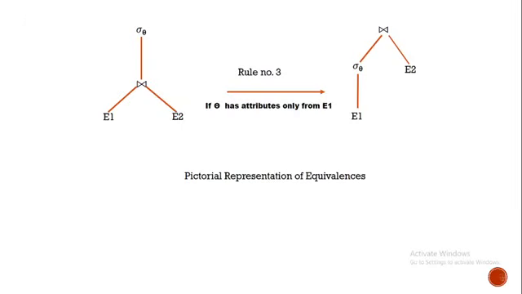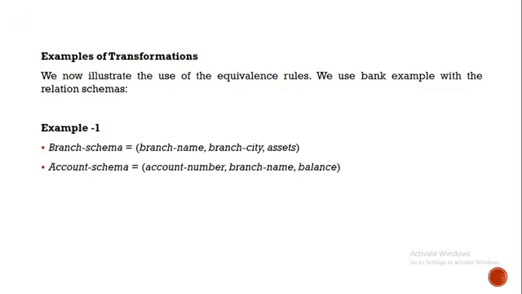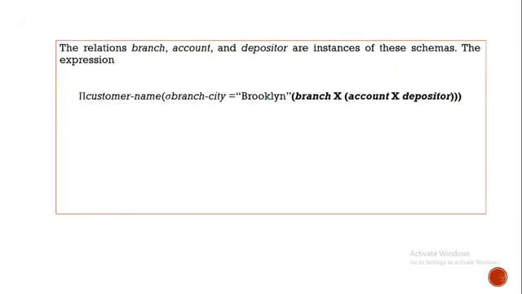Like branch city is an attribute which belongs only to the branch relation. Now we will see another example which involves three schemas: branch schema, account schema, and depositor schema. Branch schema has three attributes: branch name, branch city, and assets. Account relation again has three attributes: account number, branch name, and balance. Depositor schema has two attributes: customer name and account number.